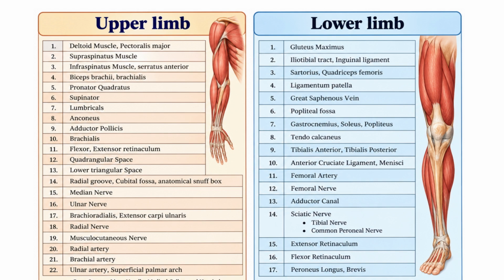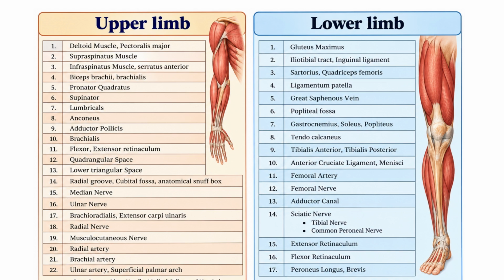Coming to gastrocnemius and soleus, they form the calf muscle, which is triceps surae, and are inserted via tendo Achilles. Popliteus helps to unlock the knee, very important, and tendo Achilles is the thickest and strongest tendon, and it is inserted into the calcaneum.